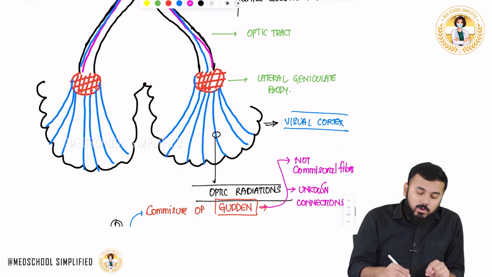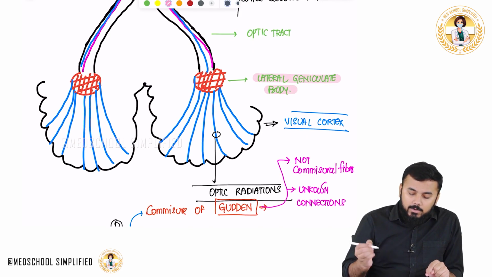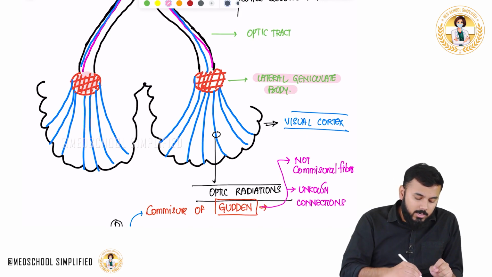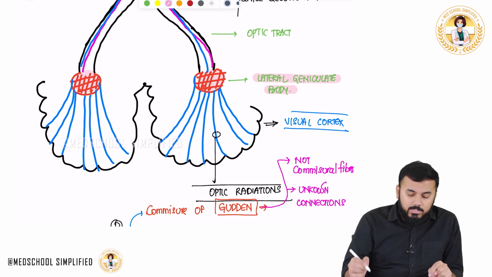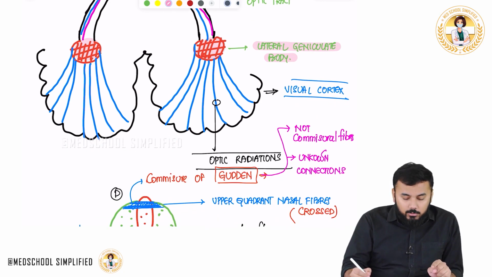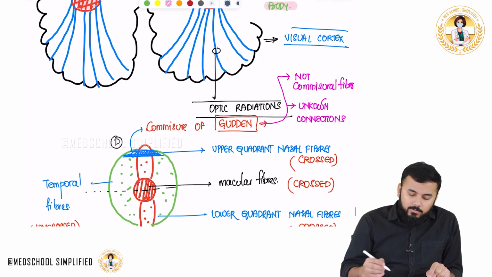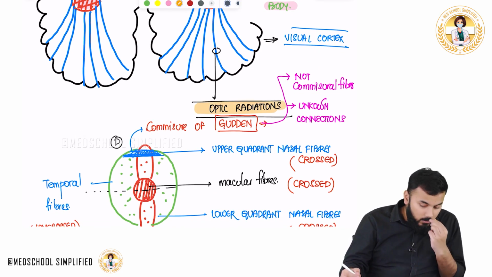And by the way, what will happen? All of them finally enter this lateral geniculate body, right? So this is your lateral geniculate body. Now from this lateral geniculate body, you see these radiations that are coming out. These radiations over here are called your optic radiations.